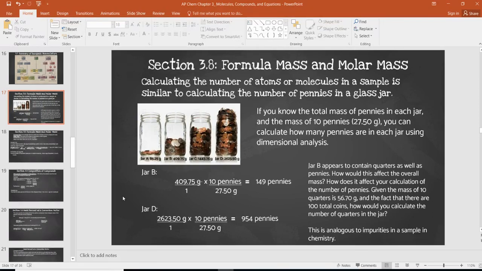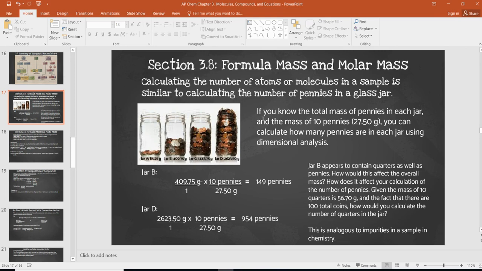Hello, we're going to go over AP Chemistry, Chapter 3, Section 8, Formula Mass and Molar Mass. We're going to be calculating the number of atoms or molecules in a sample. So basically we're converting between moles, grams, and atoms using compounds.